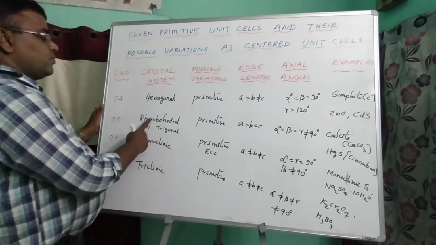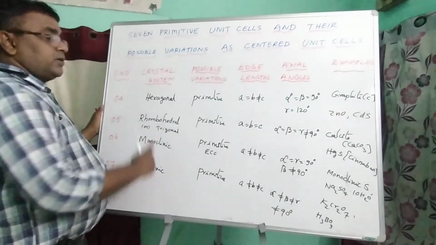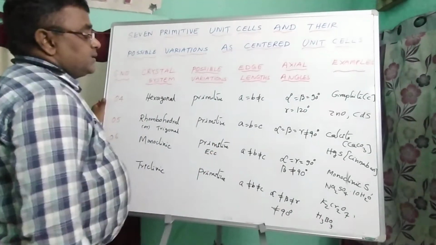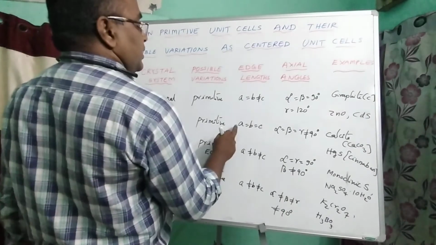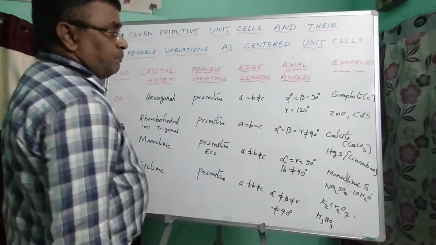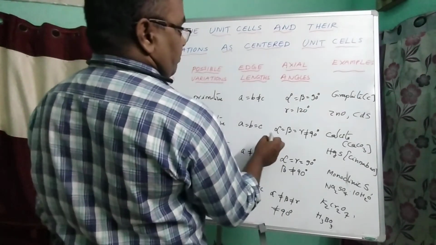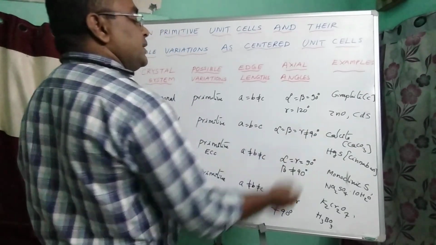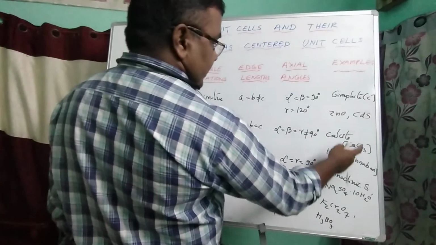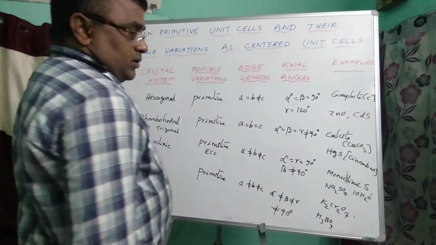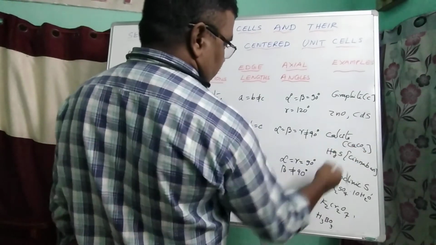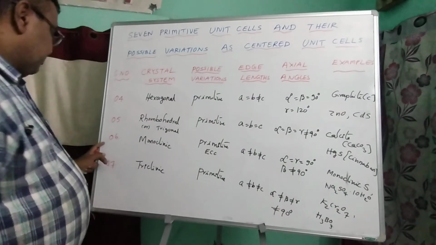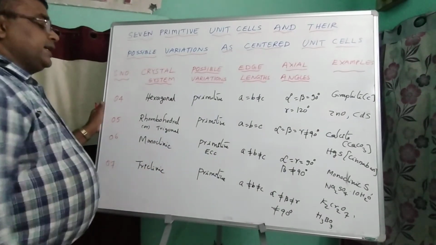The fifth one is rhombohedral, also known as trigonal. Possible variations: primitive. Edge lengths: a = b = c. Axial angles: alpha = beta = gamma, not equal to 90 degrees. Examples: calcite, calcium carbonate, limestone, milk of lime, HgS, mercury sulfide, cinnabar.